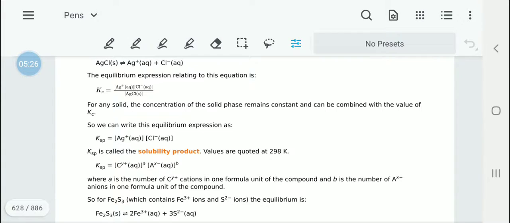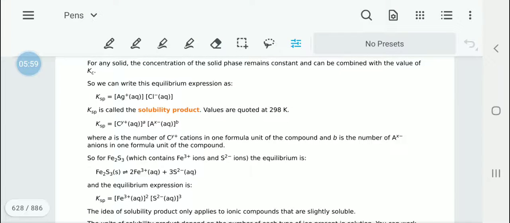The general equation for Ksp is going to be Cy plus aqueous to the power A, times Ax minus aqueous to the power B. We take A to be the number of Cy plus cations in one formula unit of the compound, and B is the number of Ax minus ions in the formula unit of the compound. We will understand it better when you look at the examples here.